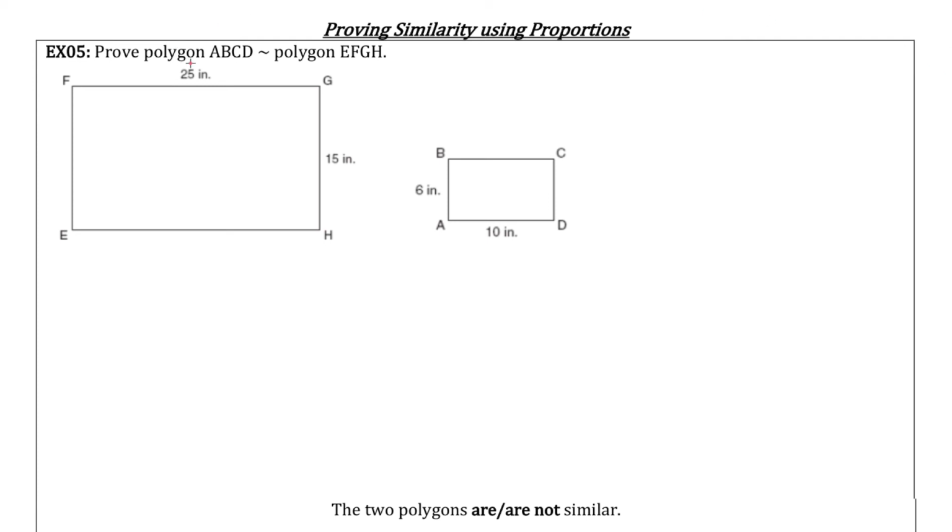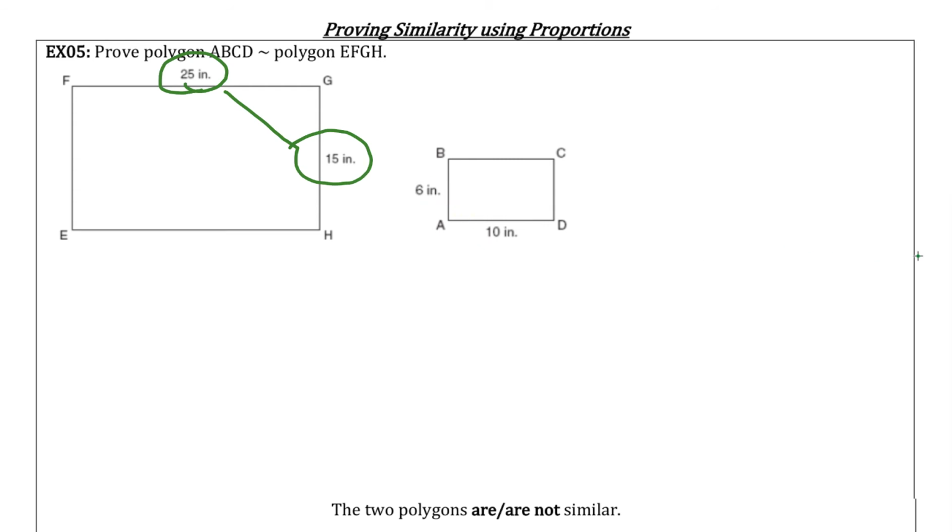So, proof polygon ABCD. Okay, this is one way that they like to do it. I'm going to do it like this this time. 25 over 15. We're going to do it using a proportion this time. 6 over 10. So, 25.